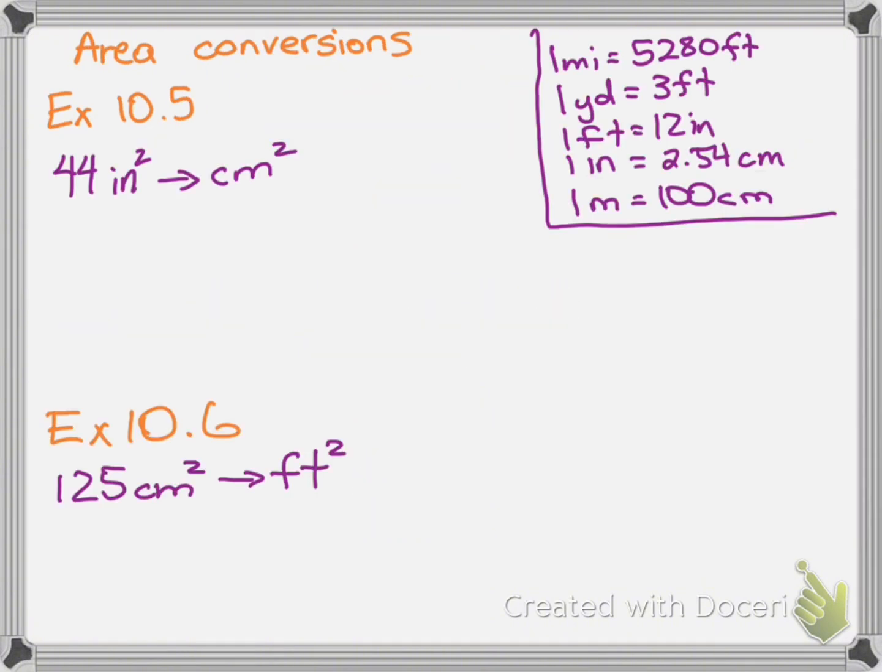The last section is about area conversions. And we have here on the right, in this corner, all the different conversions. Remember, 1 mile is 5,280 feet, 1 yard is 3 feet, 1 foot is 12 inches, 1 inch is 2.54 centimeters, and remember this is kind of like what we use as a bridge to go from the American system, which are these, to the metric system. And then 1 meter equals 100 centimeters.